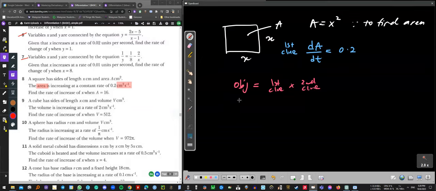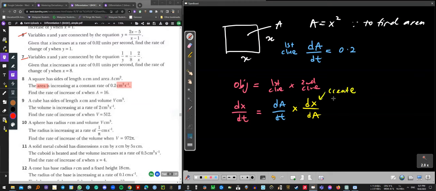Create second clue. Apa you rasa kita kena create untuk make sure dia jadi dx/dt? dA/dx. Boleh ke? Tak kena kan? dA/dt tak kena. Kita kena create apa? D berapa? X, D. dx over dA. Betul, tepat sekali. This one you have to create.